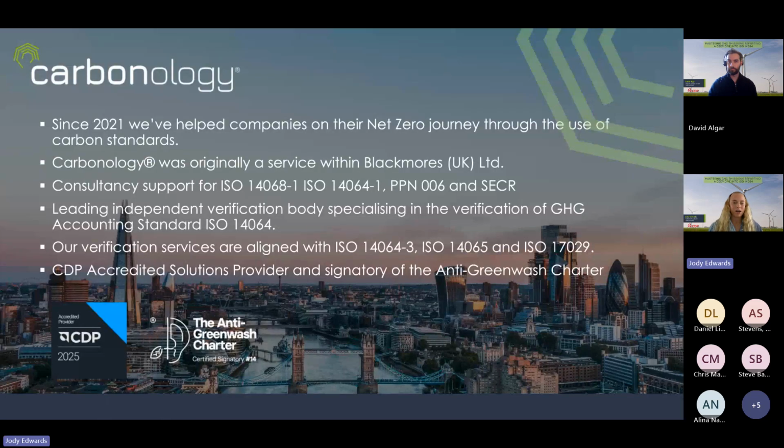So about us, we were originally a service within Blackmores, which is a larger consultancy specialising in the wider ISO standards. We began as a consultancy doing carbon accounting, and we're now a leading verification body. Everything we do as a verification body and a consultancy is in alignment with ISO 14064, ISO 14065 and ISO 17029. We are accredited by the Carbon Disclosure Project, also known as CDP. And as of very recently, we are now a signatory of the Anti-Greenwash Charter as well.